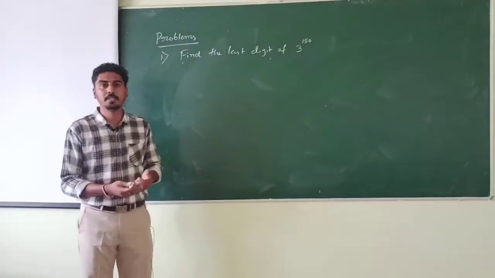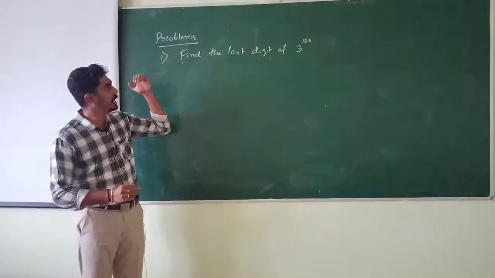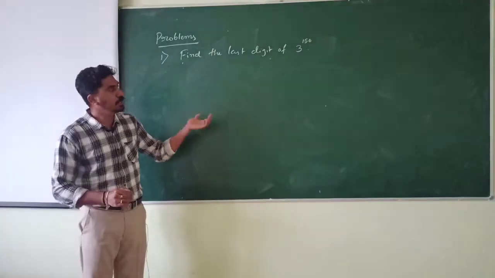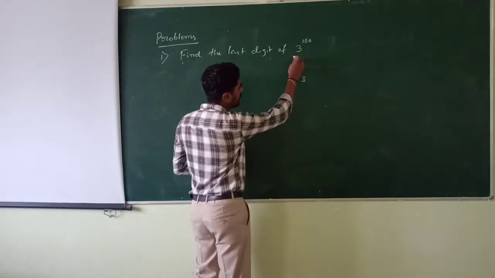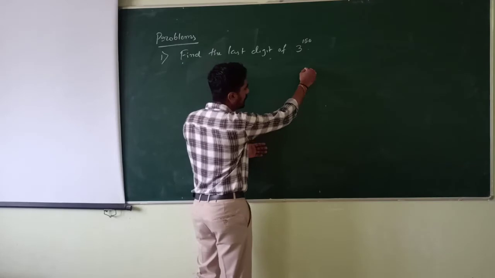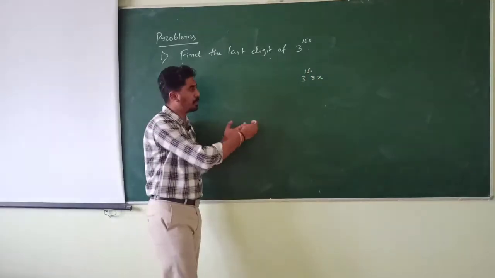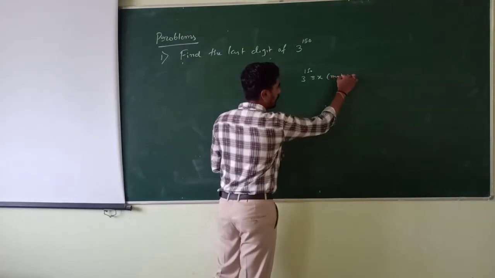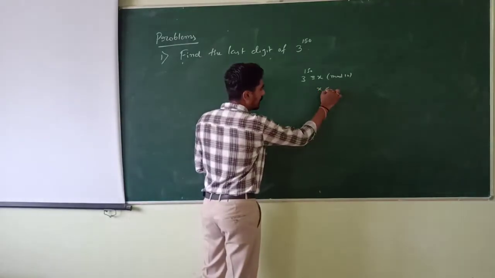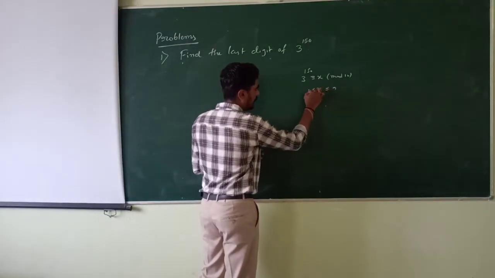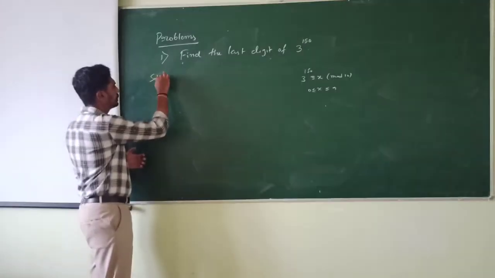Okay. Now let us consider some problems. Consider the first problem. Find the last digit of 3 to the power of 150. We know that to find the last digit of 3 to the power of 150, I need to find an x which is congruent to 3 to the power of 150 modulo 10, where x is between 0 and 9.